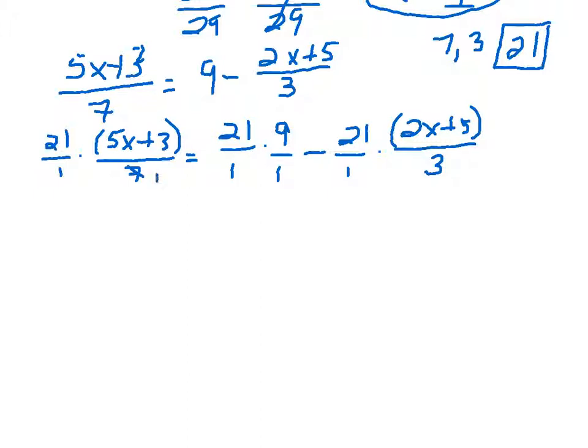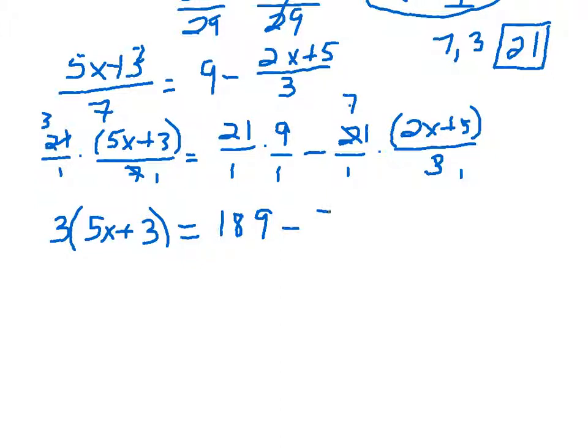7 reduces with the 21, turning it into 3, so we recopy that, making it a lot neater. Look at all those fractions, it's pretty cool. 21 times 9, that's going to be 189. And 3 is going to reduce with the 21, making it a 7. So we're going to make that minus 7, 2x plus 5.